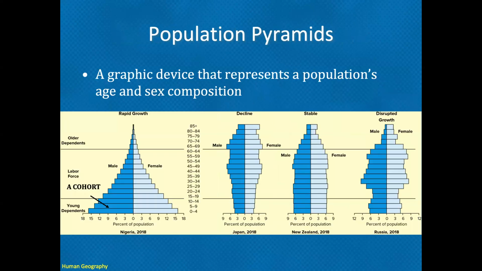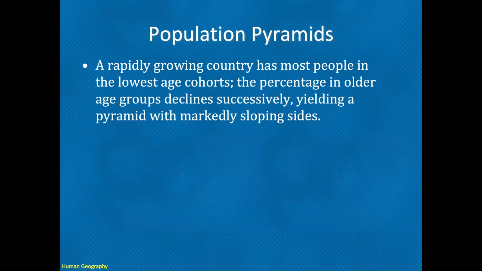Population pyramids. It's a graphic device that represents population age and sex composition. So there you can see that a cohort is basically one of those bars. It's a 5-year grouping of males or females of a particular age. And then you have a population that's in decline, like Japan, a population that's stable, like New Zealand, and a population that's disrupted, like Russia or China.